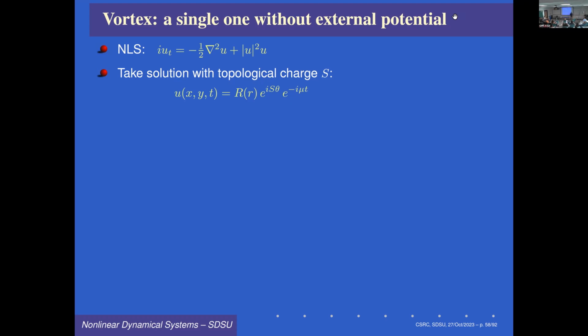This is denoting S being an integer. It's a phase winding. So if I start with phase 0 here, as I go, this is phase pi over 2, this is phase pi, 3 pi over 2, phase 2 pi.